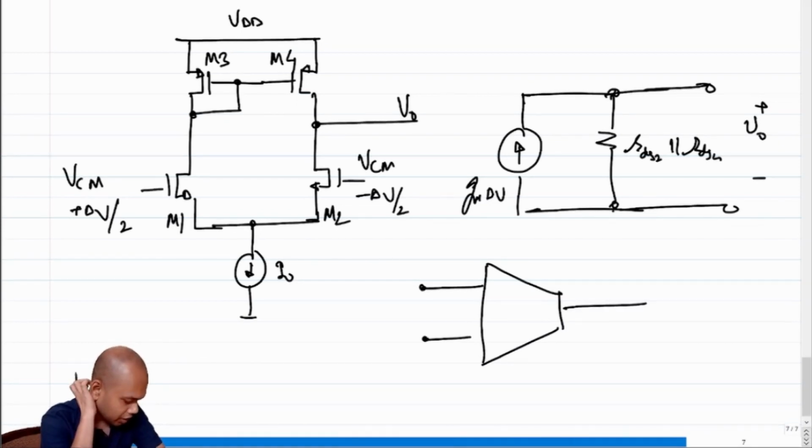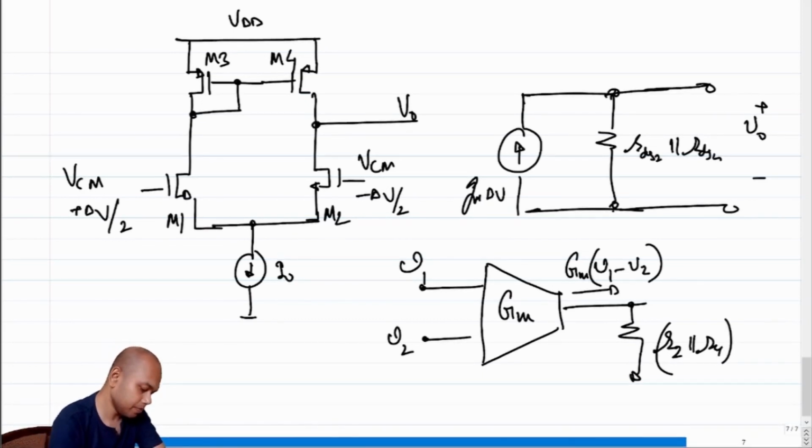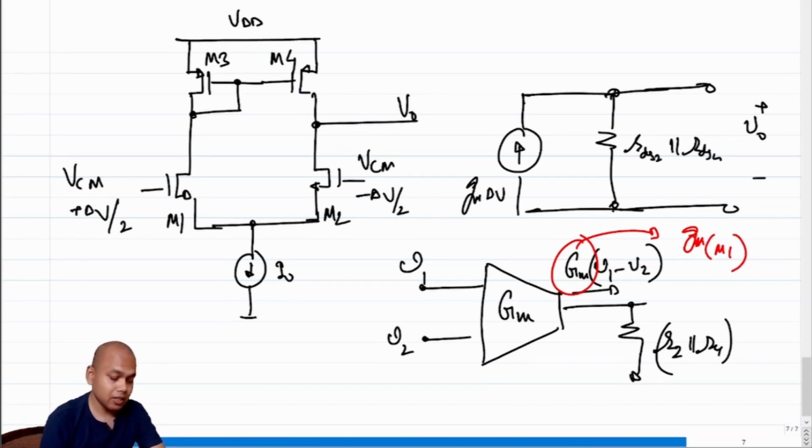What does this voltage control current source depend on? It depends on the voltages V1 and V2, and this is a transconductance of value Gm. This current is Gm times V1 minus V2, and we have a resistance here of R2 parallel R4. What is this Gm? This Gm is exactly equal to Gm of M1. Note that in the previous case where we didn't have a current mirror load, this Gm was equivalent to the Gm of M1 divided by 2. But in this case, it is equivalent to the Gm of a single transistor.